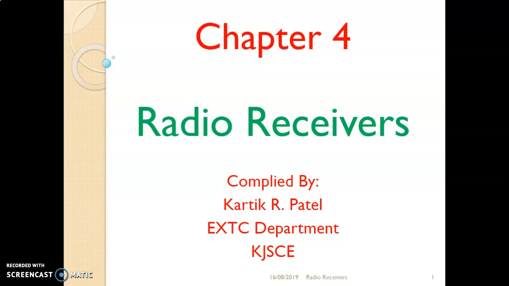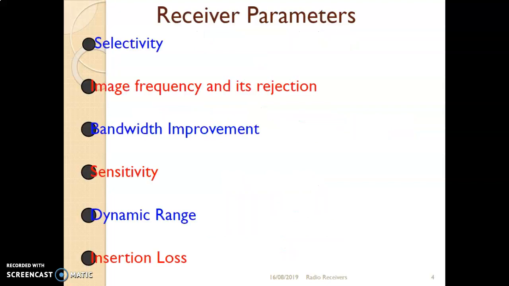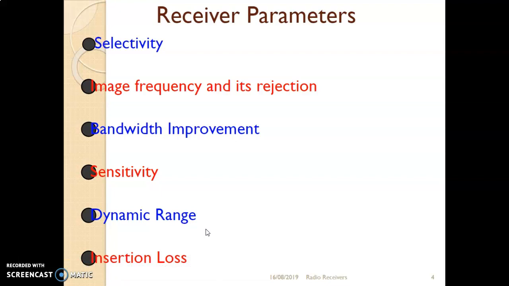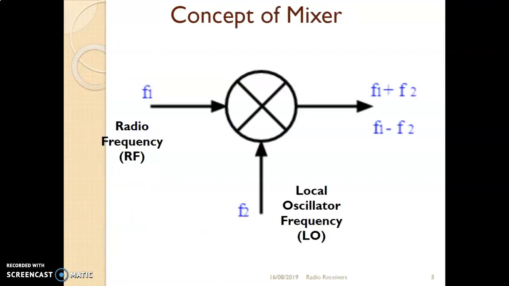We will begin this chapter with the parameters of radio receivers, which are to be understood. We are going to study in detail the parameters of radio receivers such as selectivity, image frequency and its rejection, bandwidth improvement, sensitivity, dynamic range, and many other parameters.